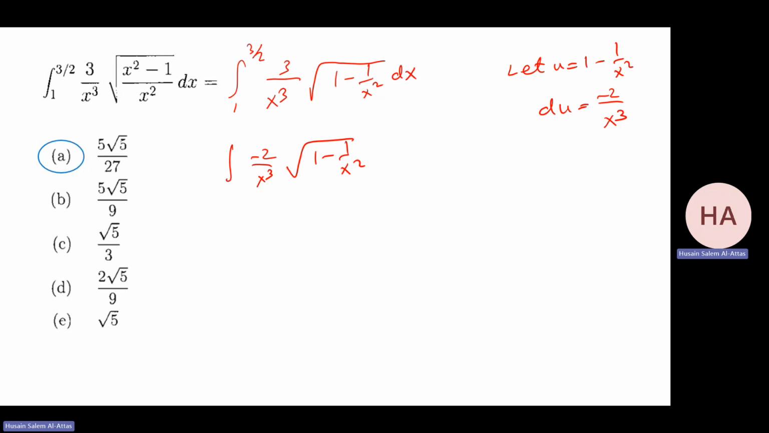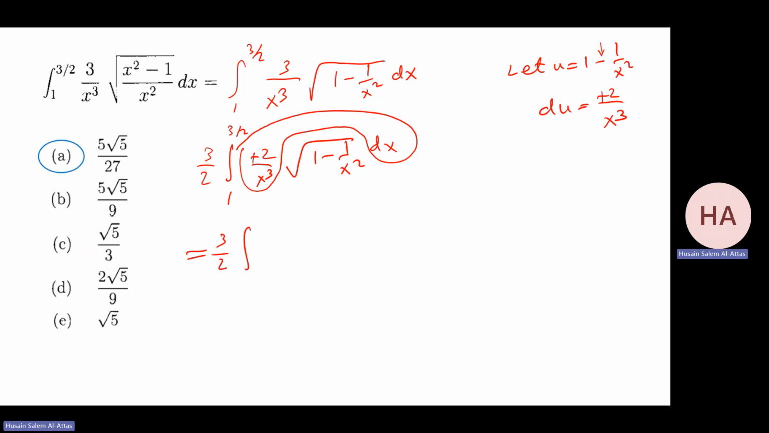I need 2. The derivative of minus x to the power minus 2 is plus 2 over x cubed, because of this minus sign. So I have plus 2. So I need 3 over 2 outside, and this is dx. So this is my du. And that means, now let me do the limits also. The limits are 1 to 3 over 2.